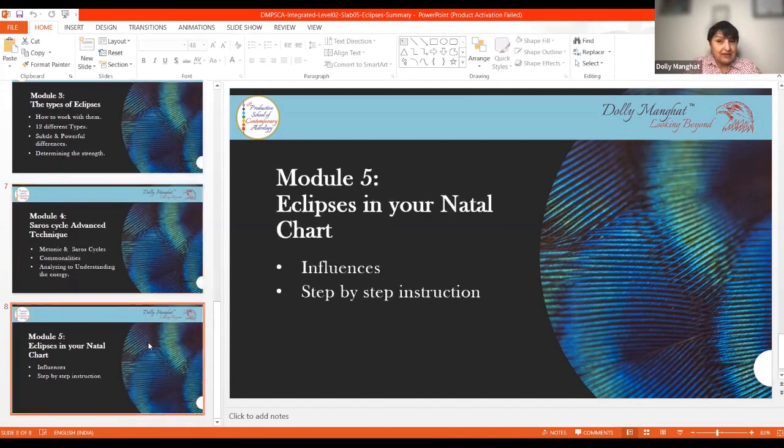In module 5, I would be teaching about the eclipses in your natal chart, how eclipses influence your natal chart, how to become your own eclipse astrologer, with step-by-step instructions. Sometimes I just look at the nodes and I can tell the person's history. Similarly, after this level 2, and if you do these individual slabs, you will not have to compile everything, but probably look at eclipses and know exactly what the person is suffering from.